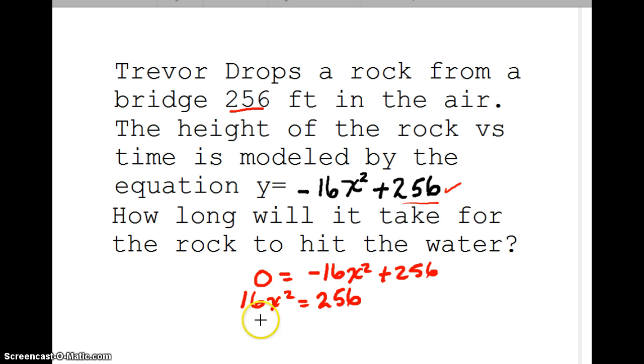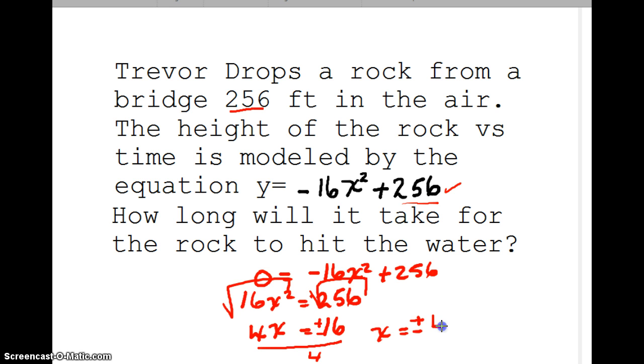I recognize that the whole thing is divisible by 16, but let's just take the square root first. So I'm going to take the square root of both sides. Square root of 16x squared, square root of 16 is 4, square root of x squared is x, square root of 256 is 16. Divide everything by 4, and we end up with x equals plus or minus, I should have put the plus or minus here, 4.